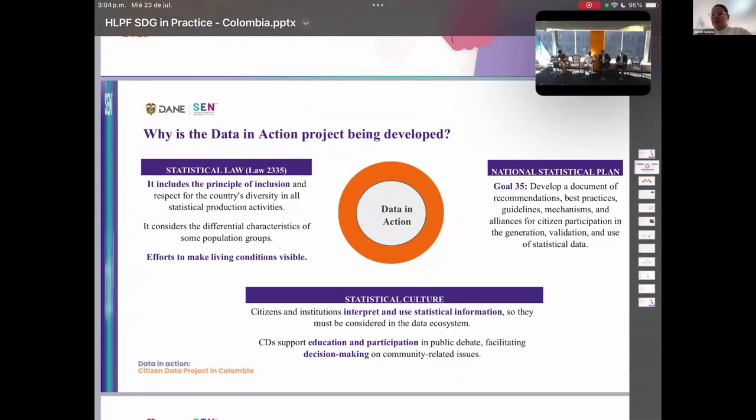Okay, thank you, colleagues, for the opportunity to share our experience. I just want to highlight some initiatives that we are developing around citizen data. To start, it's important to establish why this is important for us. It's because it's in our statistical law, which includes the principle of inclusion that mandates that all the producers of official statistical information should represent our country's diversity in terms of our populations in the production of statistics. We also have the statistical culture mandate that invites us to support citizens and institutions in the adequate use of the statistical information we produce.